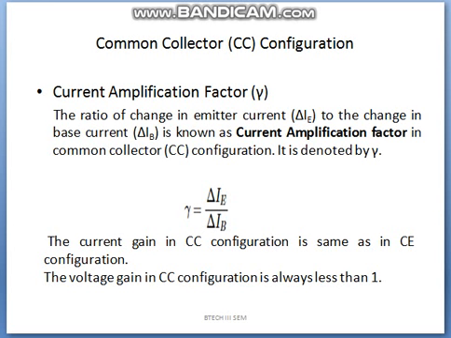Now we discuss the current amplification factor of common collector configuration. It is the ratio of change in emitter current to change in base current. It is denoted by gamma. The current gain in common collector configuration is the same as in common emitter configuration. The voltage gain in common collector configuration is always less than 1.